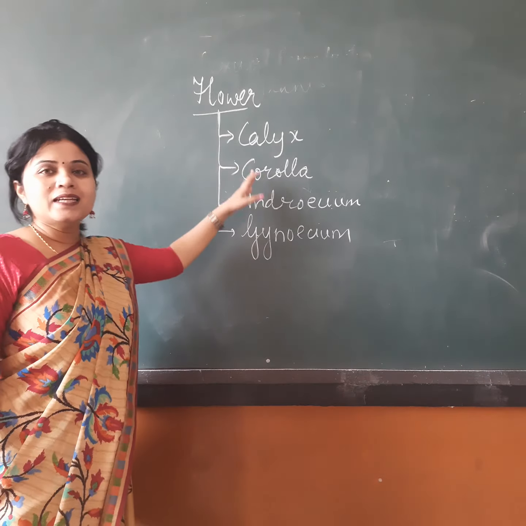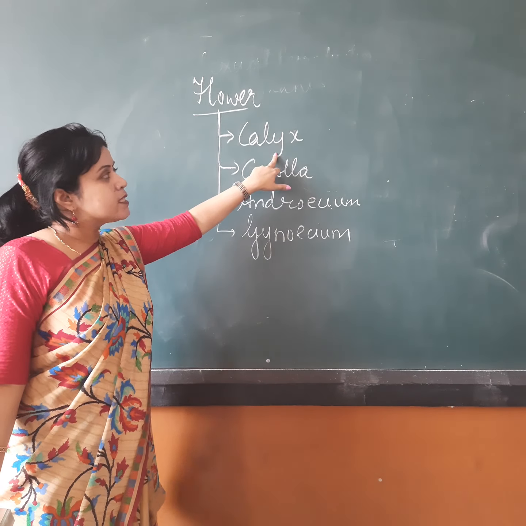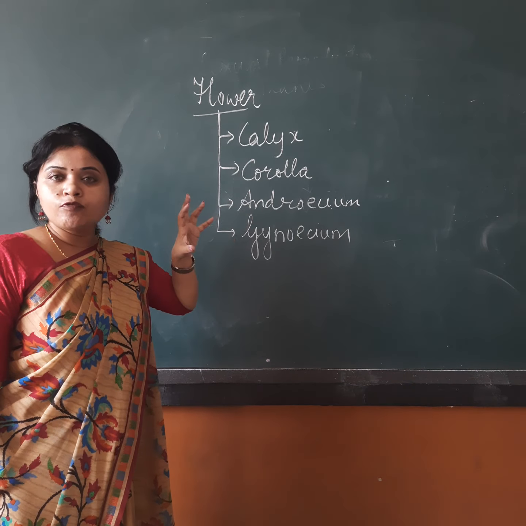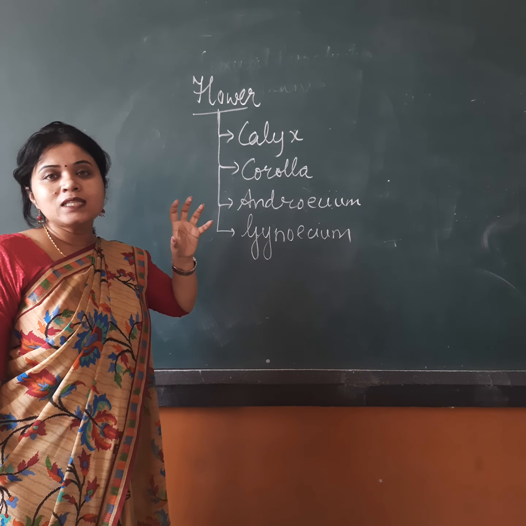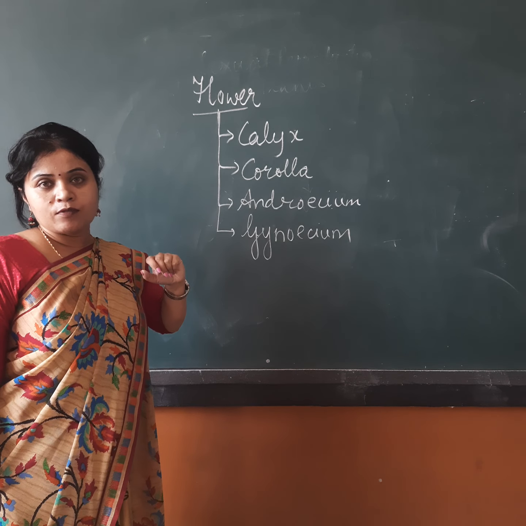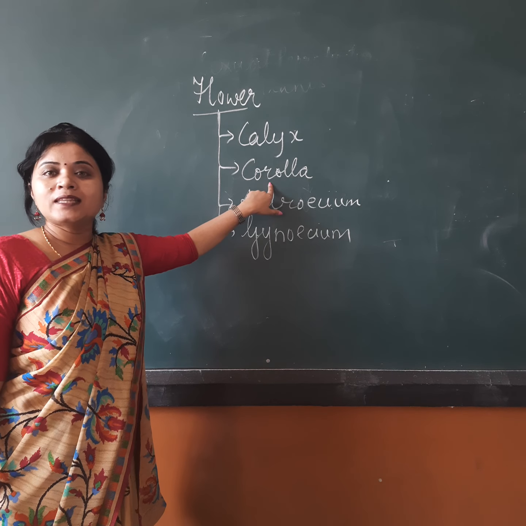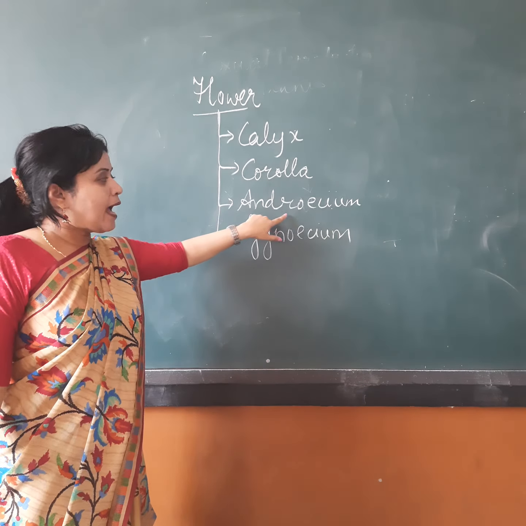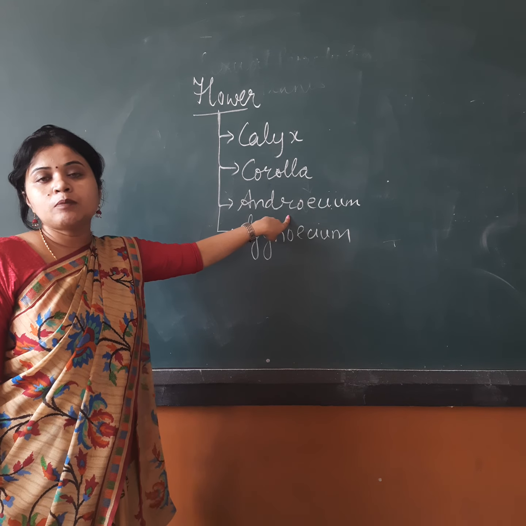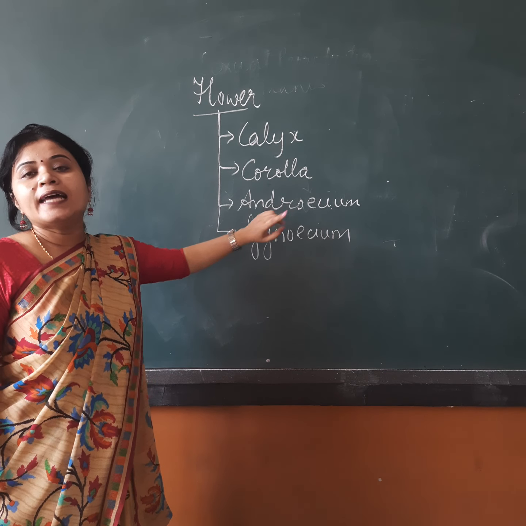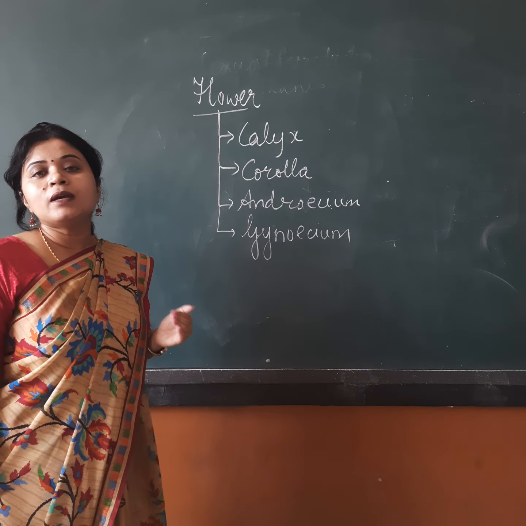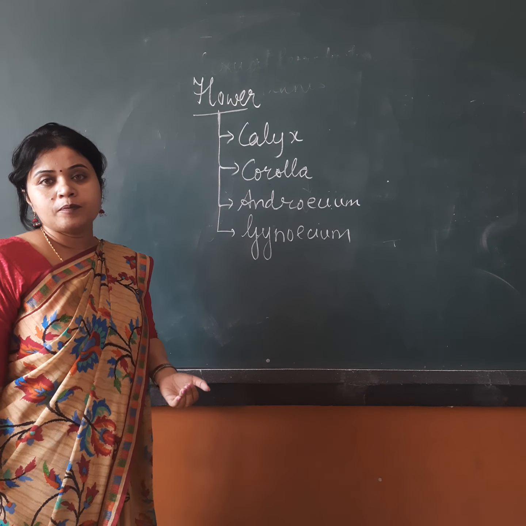Now let's understand each concept. Calyx means the part of the flower which is present in green color outside the flower. Corolla is the colorful part of the flower, that is the petals. Androecium is the male reproductive organ of the flower and gynecium is the female reproductive part of the flower.